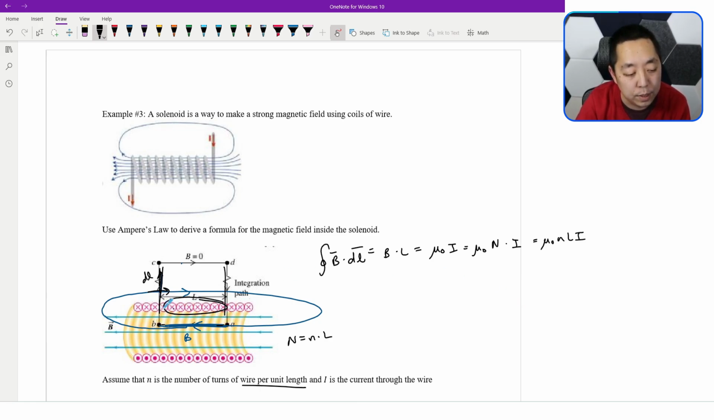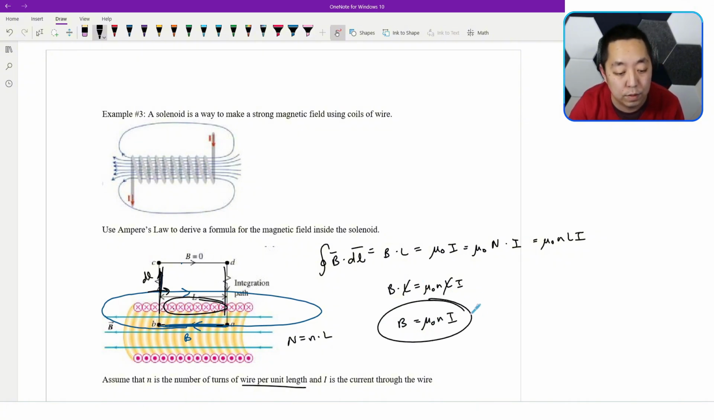Okay? Because basically you're going to count how many are going through there, and that's really what that capital N is. So you get B times L is mu naught n L I. The L's cancel, and you get B is equal to mu naught n I, and that is the magnetic field in a solenoid. You're given that equation on the AP Physics C equation sheet, the magnetic field. But that's how you derive it using an Ampèrian loop. And that would have been way easier than trying to use Biot-Savart to compute that magnetic field total.